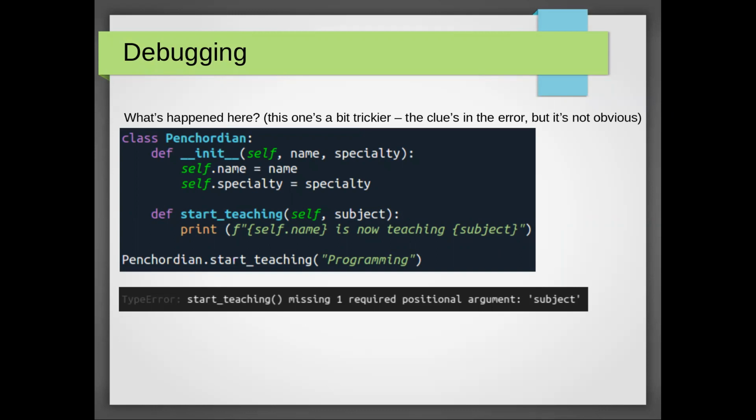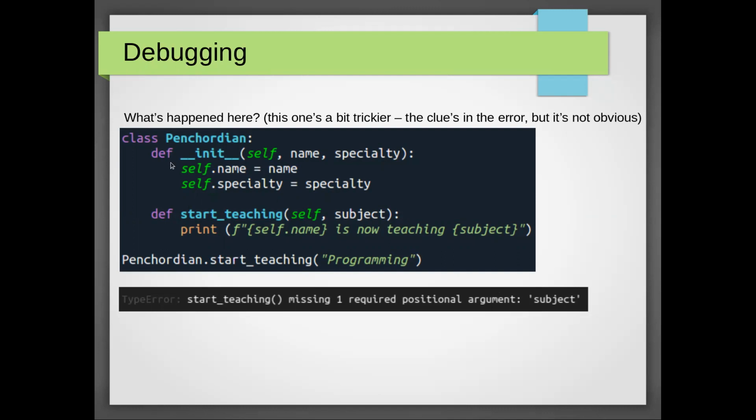Fantastic, yes, exactly that. So what's happened here, you have to unpick this, because the first time, if you did that and you're new to object-oriented programming and you got that error, you'd probably look at it and say, no, it's not missing at all. I've told you the subject, it's programming. What are you talking about? But actually the clue is there, it's just getting confused.